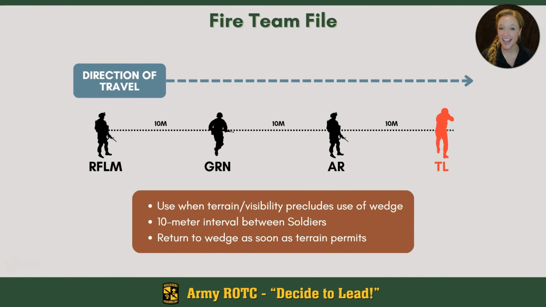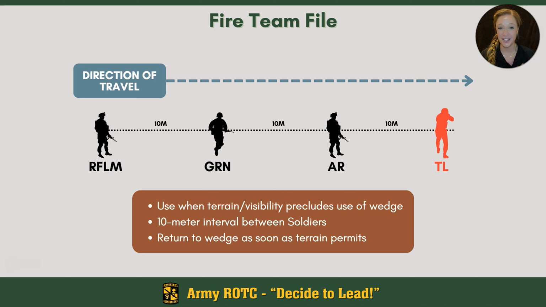Okay, so now let's talk the fireteam file. Now, just like the wedge is shaped like a wedge, the fireteam file is shaped just like a file. So with this one, the direction of travel is to the right. So you'll see that team leader right there in front. And about, give or take, 10 meters behind them would be their automatic rifleman. 10 or so meters behind that would be the grenadier, and 10 or so meters behind that would be your rifleman.